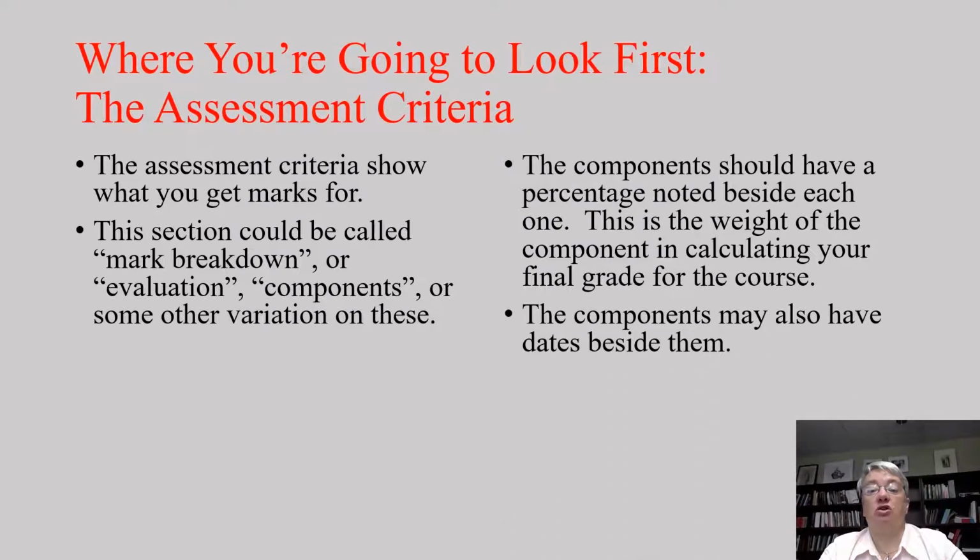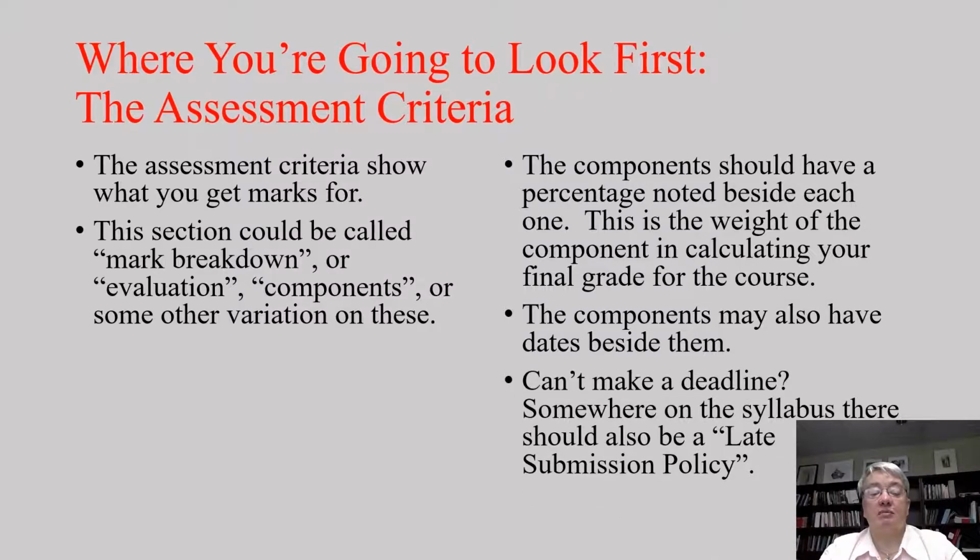The components should also have dates beside them, the dates that things are due, or the dates on which things happen. Sometimes it's hard to get things in on time. Life gets in the way, things happen, and you can't make a deadline. Well, we don't expect you to make a habit of this. Sometimes things just get in the way. So somewhere on your syllabus, there should be a late submission policy telling you what happens if you really can't make the deadline.